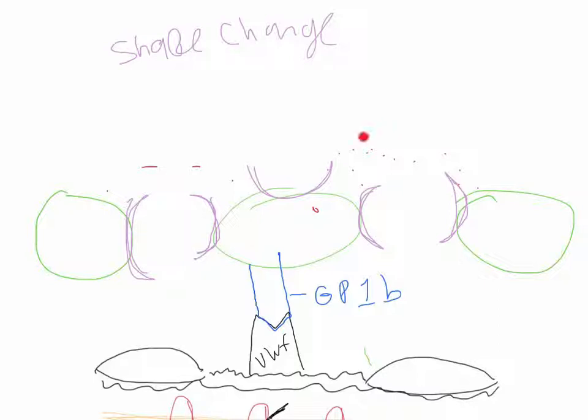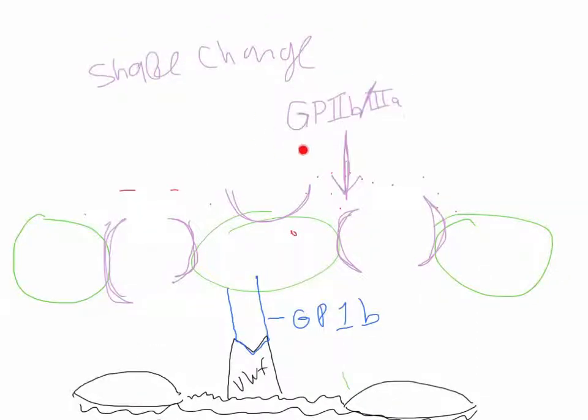Now, if I were to ask you what is released from the granules, your answer would be ADP and thromboxane A2. And you'll also, in the back of your mind, remember calcium. So ADP and thromboxane A2 both act to cause the surface expression of the GP2B3A. And it's somewhat important to remember that these receptors are called GP2B3A receptors.